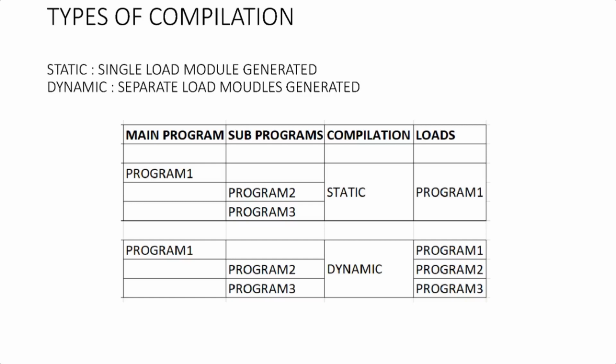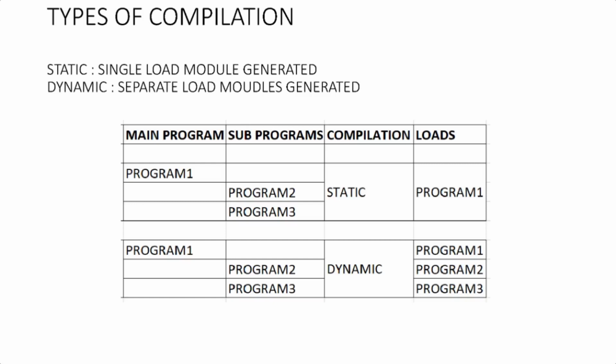When coming to program compilations, we will see two types of compilation, static and dynamic. Static means one single load module will be generated for both main and subprograms. In dynamic compilation, we will get separate load modules for main and sub.